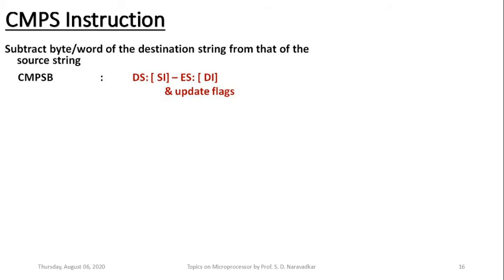And then the effect of the direction flag we have to specify here. As usual, both SI and DI, the involved index registers, will be auto incremented by 1 if the direction flag is 0, and both will be auto decremented by 1 if the direction flag is 1, which is clearly stated there.